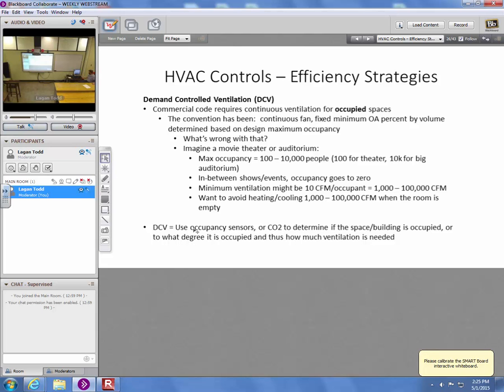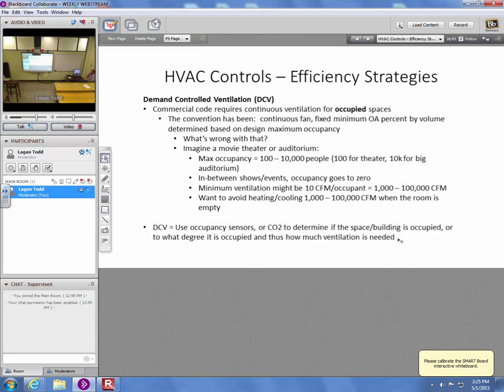So how can we do better than that? And again, we looked on Wednesday at how there's some fan energy implication there, but mostly it's about all the energy to heat or cool that ventilation air to maintain a comfortable space. Demand controlled ventilation is how we address this, and you use either occupancy sensors, or more commonly these days CO2 sensors, to determine whether or not the building or the space is occupied, and then based on that decide to what degree. It might not be a binary decision. You might not just say occupied or unoccupied. You might say it's occupied, but it's not at peak occupancy, so we can modulate that ventilation rate somewhere in between the minimum and maximum.